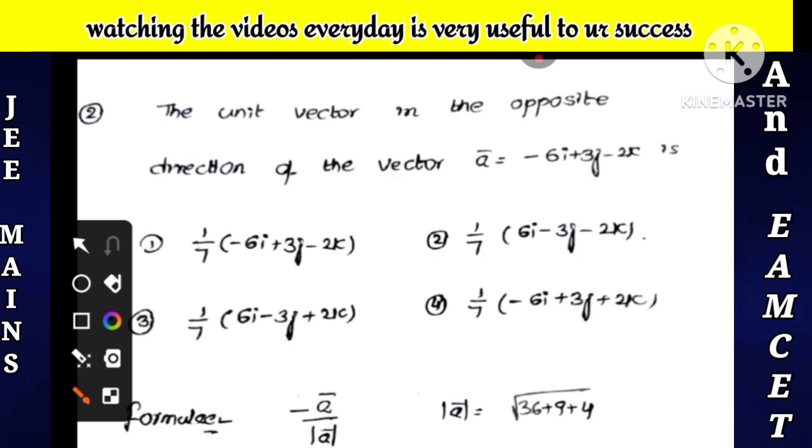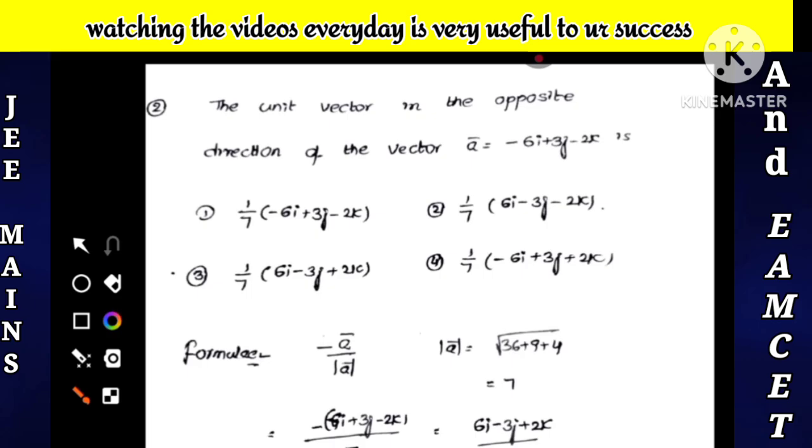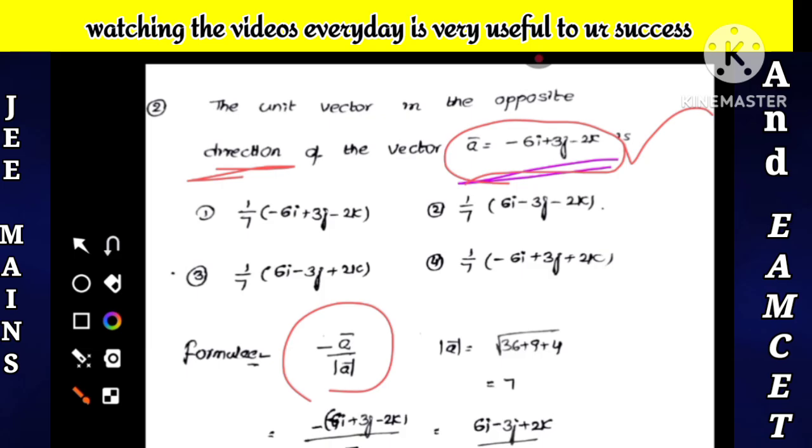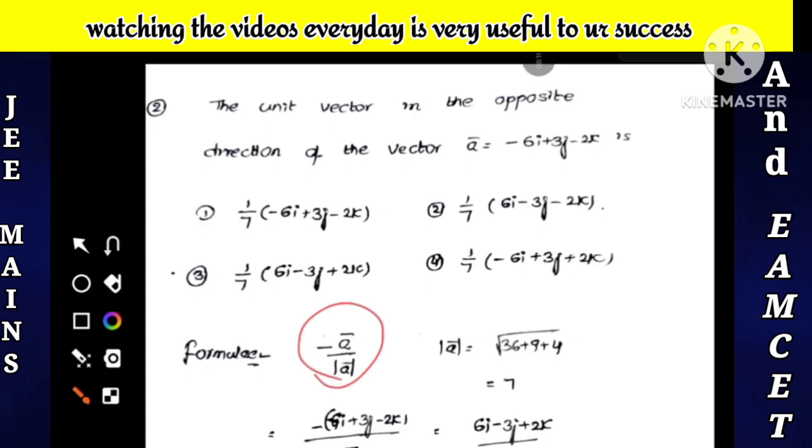The question is, what is the unit vector in the opposite direction of the vector A bar is equal to minus 6i plus 3j minus 2k. Okay, this is very important for the IP as well as for the Eamcet level 1 problem. You have to find the unit vector of this one in the opposite direction. Simply the formula is minus A bar by mod A bar. So replace the values. A bar means directly write the given vector.